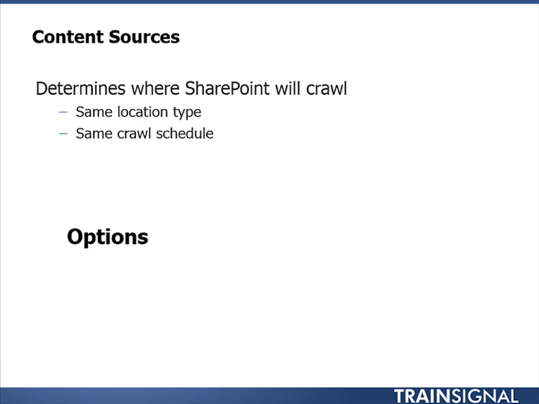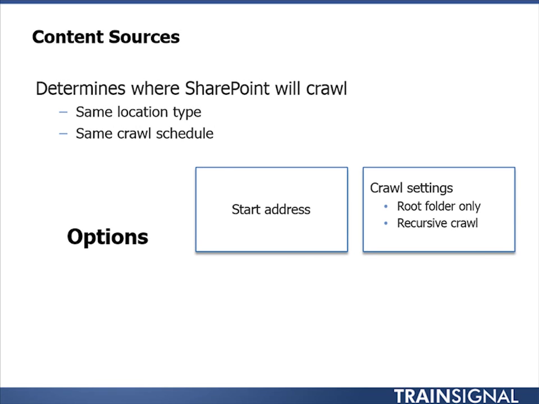Now we're going to notice that we've got a couple of very big options for our content sources. The first of which is going to be our different start addresses. Basically, hey, this is where our information is. We've got the different crawl settings. Now, this is going to vary slightly depending on the actual location type, but you're generally going to have two main options, where option one will give us the ability to just crawl that root folder. Option two will give us the ability to do a recursive crawl where it will search the parent and then all of the children. That's the default, and typically that's what you're going to be looking for.